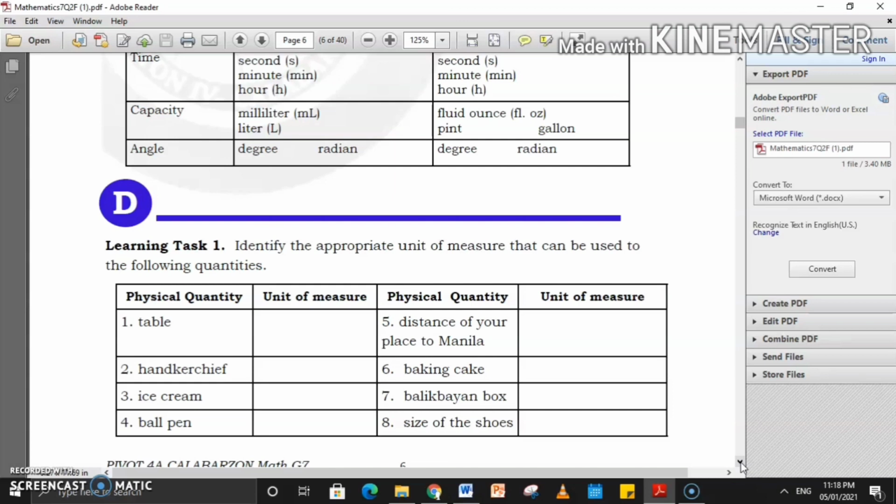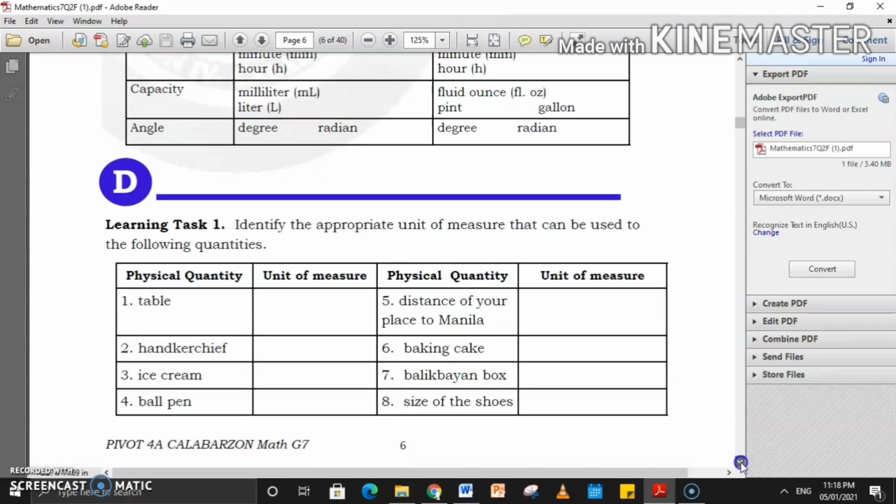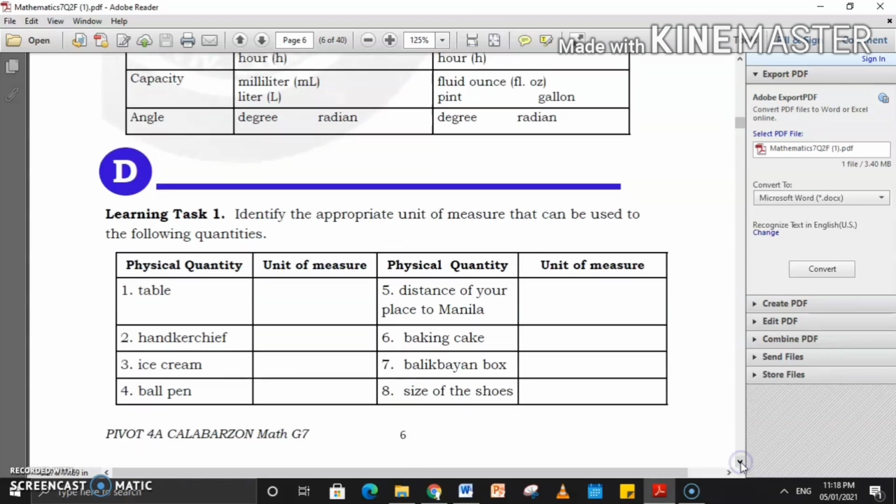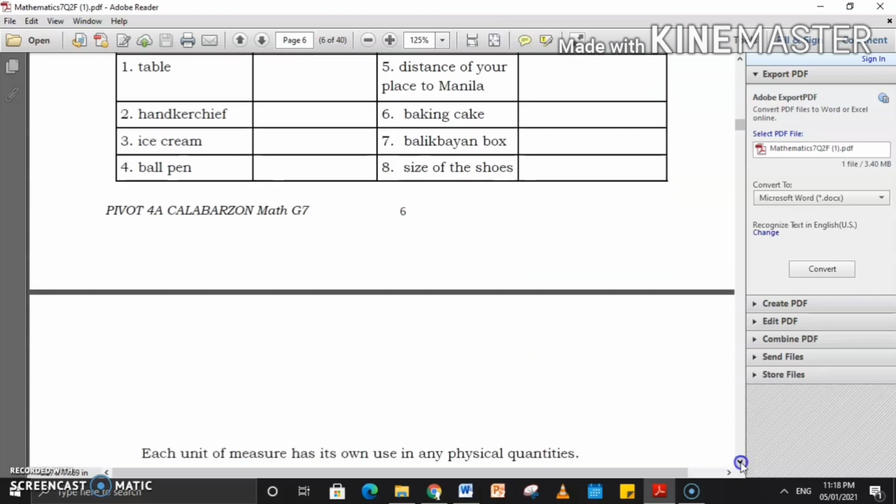Okay. So, I think that is enough for your example para masagutan yung numbers 3 to 8. Okay, so bigay ko na din example yung number 5. Distance of your place to Manila. So, since you are from Batangas, then you are going to measure the distance between Batangas and Manila. So, ang gagamitin na natin dyan is yung pinakamalaki na measure in measuring length. So, kilometer. Okay. So, I think that is enough para masagutan yung ibang remaining items. Okay? Proceed na tayo.